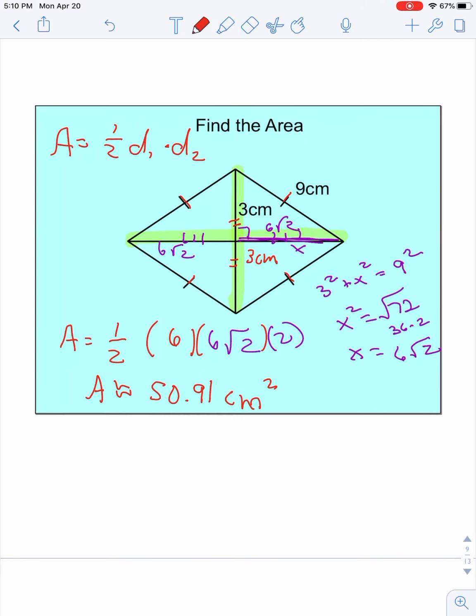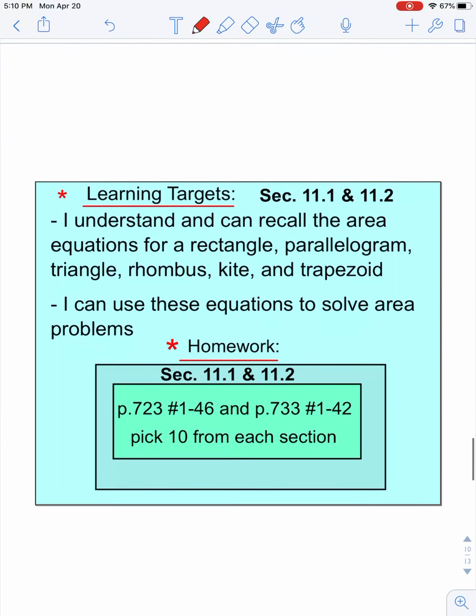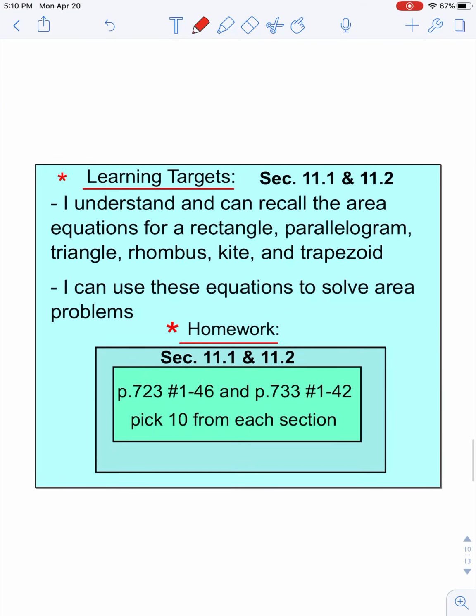I would encourage you, if this is a little rusty or a little rough, maybe go back and read sections 11.1 and 11.2. This is kind of a combined lesson. And then tomorrow we're going to work on some applications of 11.1 and 11.2, which will give you some more practice. So when we look at these learning targets here, these are the things that you should be able to understand and know how to do after this video and also after doing the homework problems.